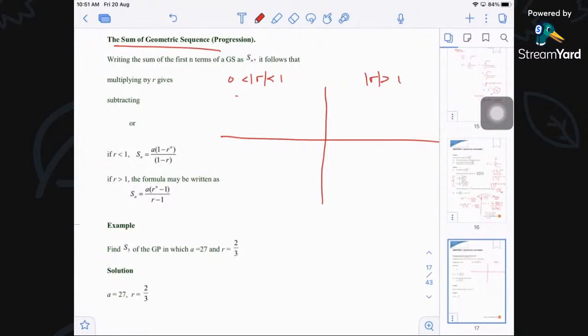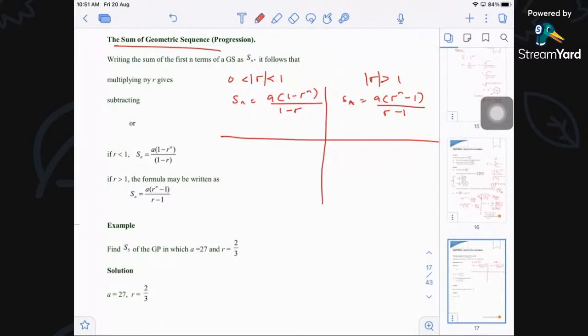If R is a fraction, then your Sn formula will be A times 1 minus R power of n over 1 minus R. Here, Sn formula will be A. Look at the difference. R power of n minus 1 over R minus 1. Why? The reason is because when you take r power of n minus 1 over r minus 1, the r there is bigger than 1. So when r is bigger than 1, you take minus 1. If r is between 0 and 1, means any fraction or any negative fraction, then you have to put it here, which is between 0 and 1. Understand? Anything between 0 and 1, you use this formula here.